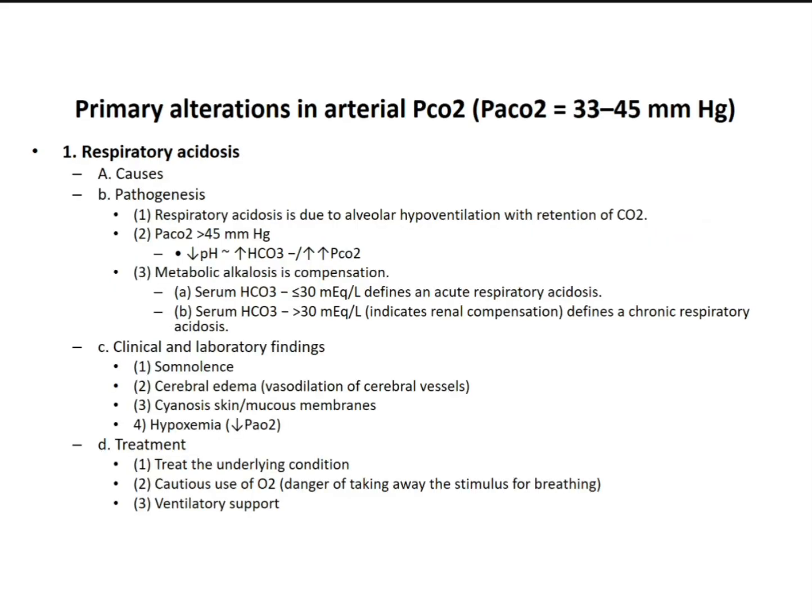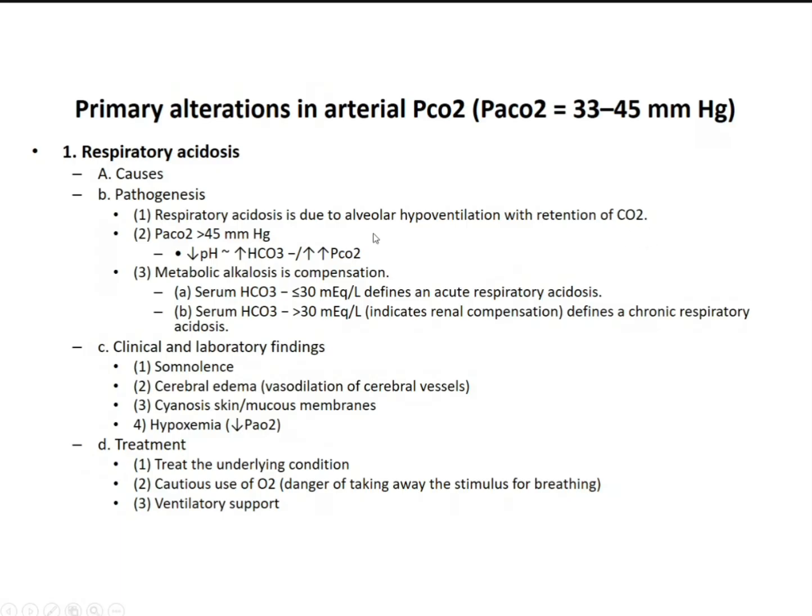So primary alterations in arterial carbon dioxide are seen in respiratory acidosis. Normally it is between 33 to 45. There's a table for causes which we'll see later. Respiratory acidosis is primarily due to hypoventilation with retention of CO2. So what does that mean? Your CO2 is going to be more than 45. That is the upper limit of the normal. There is a fall in pH, acidosis.